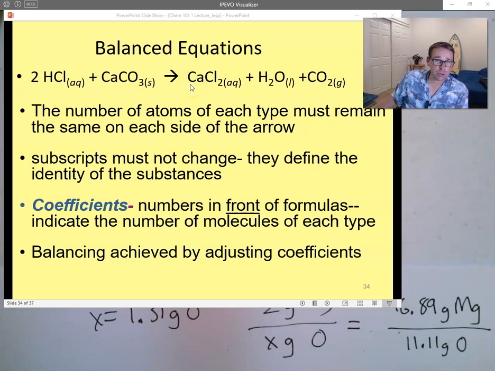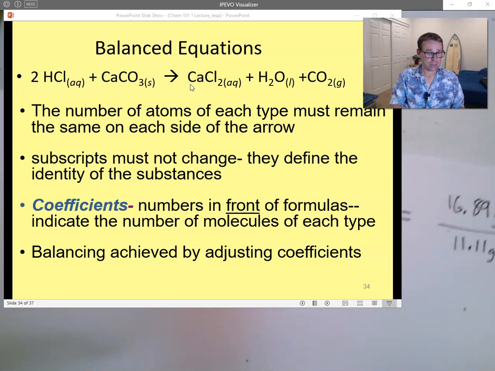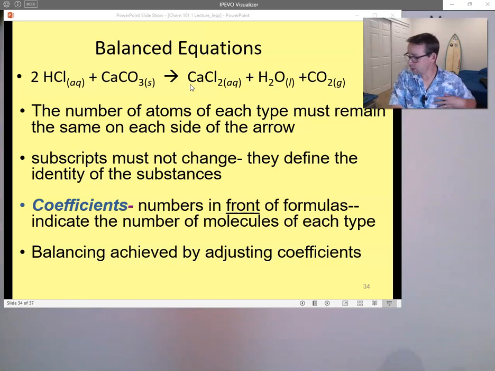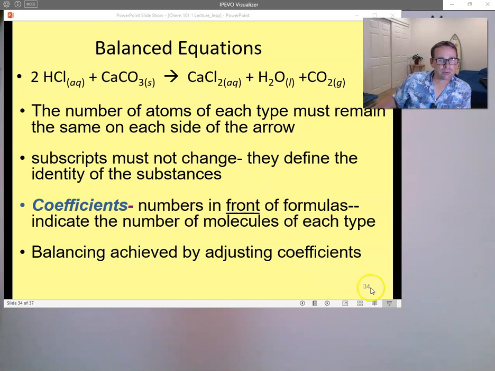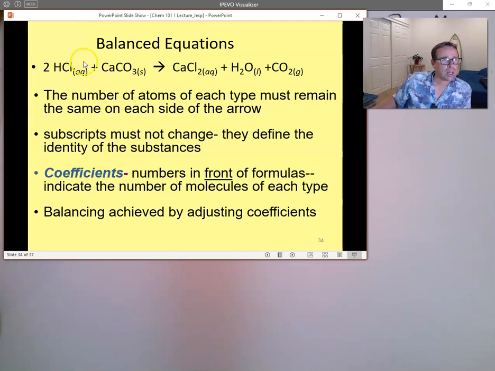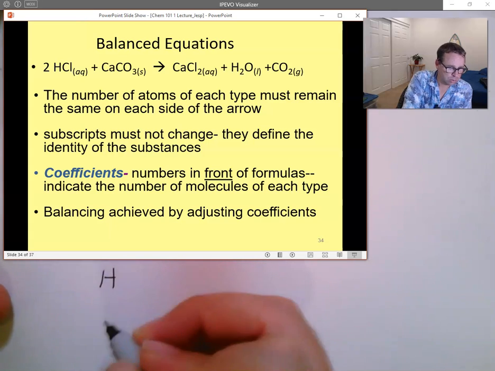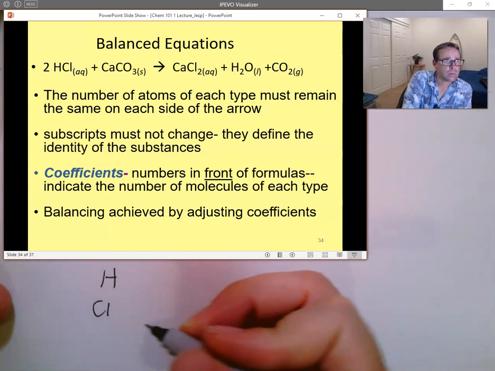So now, like we were doing before, where we would identify the number of elements in given compounds, now we need to identify the number of elements on the left side of the equation. So what kinds of elements do we have on the left side of this equation? We have hydrogens, right? We have chlorines. So I'm going to start making our list here. Hydrogens, chlorines. What else do we have?